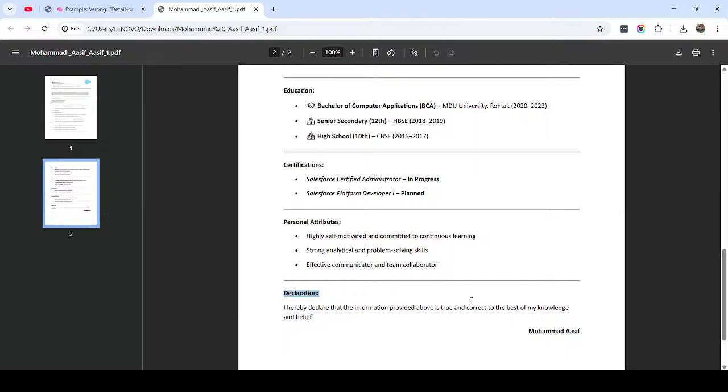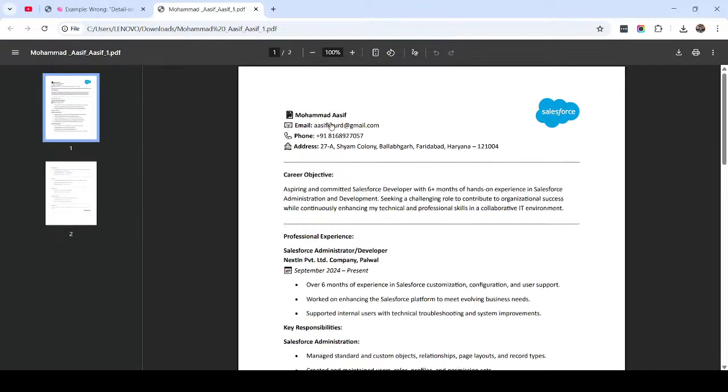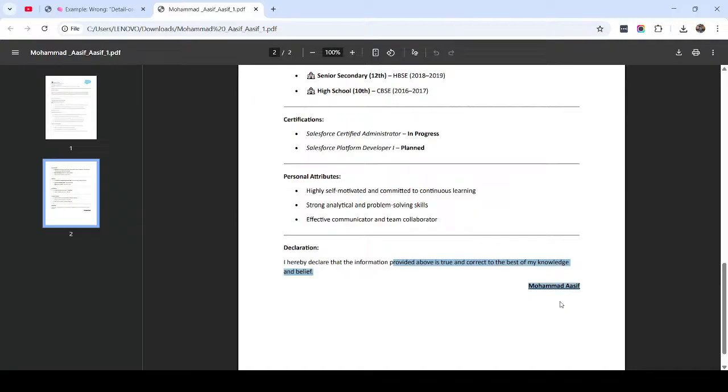And there is no need of a declaration also until and unless asked by the company itself. If the company says you have to make a declaration and sign it, then only give it, otherwise there is no need. And the name you have already mentioned in the starting, so there is no need of mentioning the name at the end also.